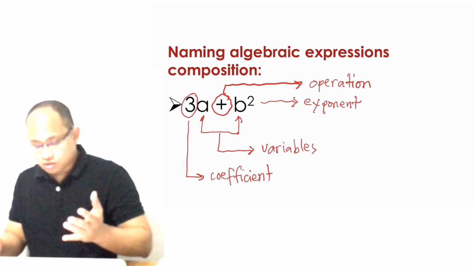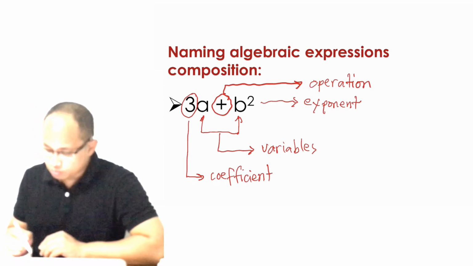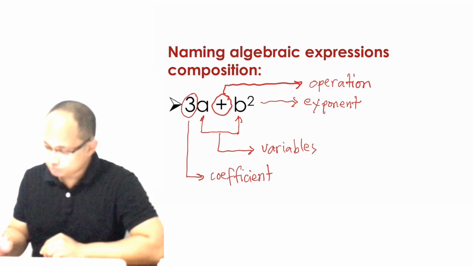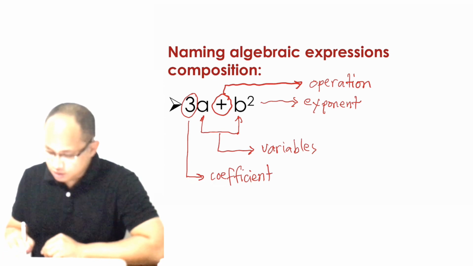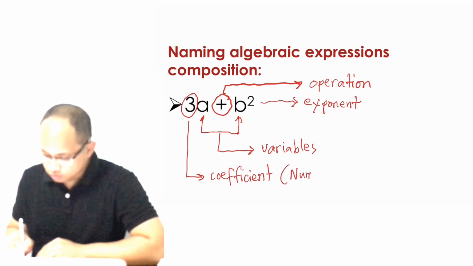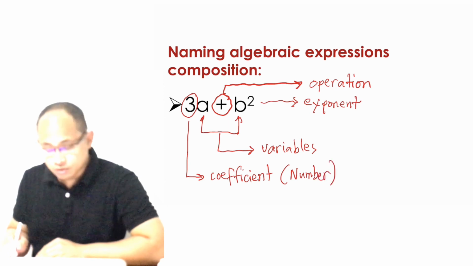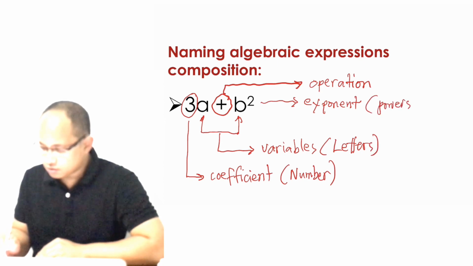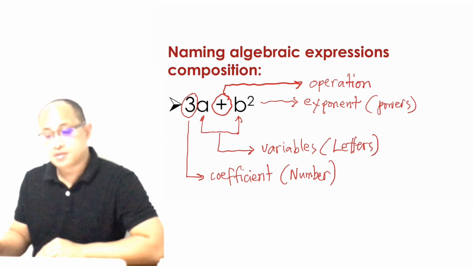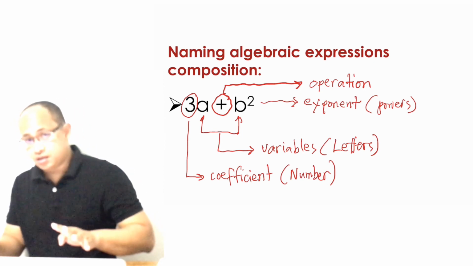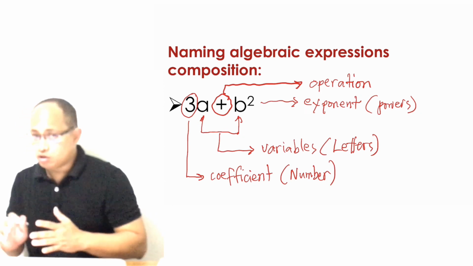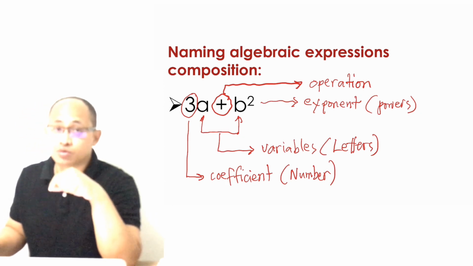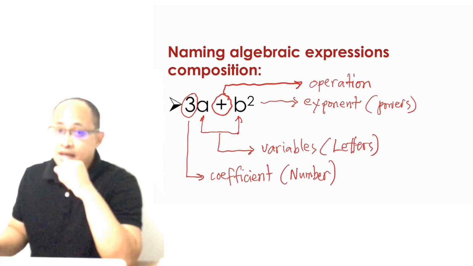So you see, in one algebraic expression, we are able to identify the four things that make up algebra: coefficient, which is the number; variables, which are the letters; exponents, also known as powers; and operations. So remember these four things. It could be not all of these four, but this is what composes an algebraic expression or equation.